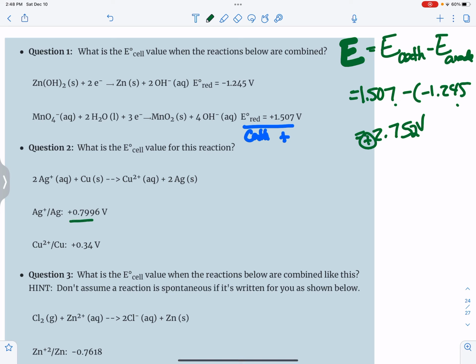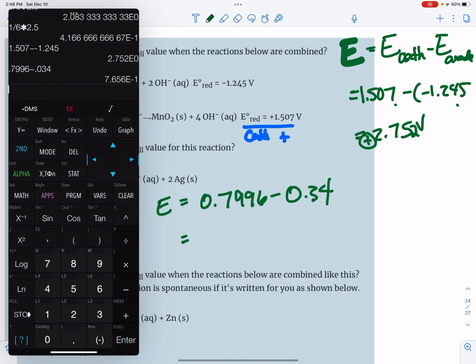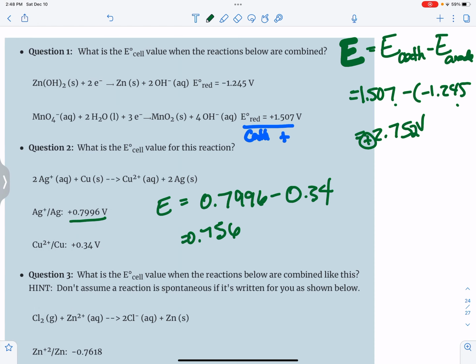All right, now we have two other values. This is the more positive one. So my E cell is going to be this one minus this one: 0.7996 minus 0.034. And that gives me 0.756. Again, positive value, that all matches.